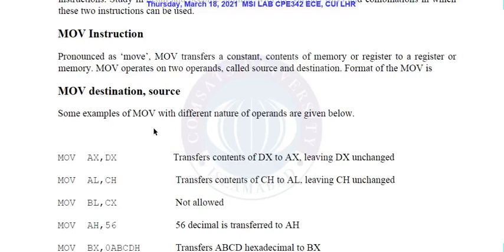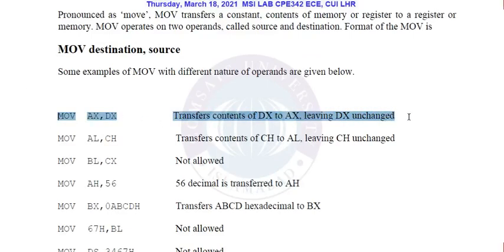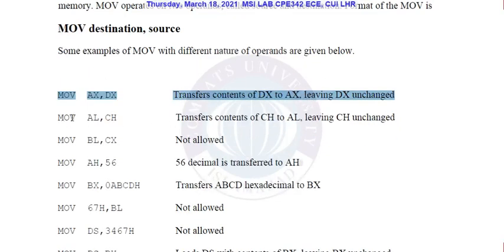For example, if I take MOV AX, DX, as written here, you can see that MOV AX, DX will move the data from the source register, that is DX, to the destination register, that is AX, and the data of the source register remains unchanged. Similarly, the move command is also used as MOV AL, CH. In this, the data of CH will be moved to the AL register.